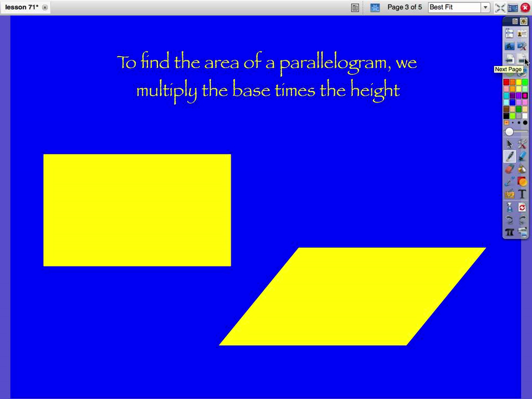Now to find the area of a parallelogram, we multiply the base times the height. So remember, in a rectangle, we're multiplying our base times our height, and same thing for a parallelogram. Multiply our base, which is down here, and then our height. But our height is not this angled line. Our height is from the bottom base to the top base. You'll usually put a little 90-degree sign there, so that's a right angle, just so you know that's going straight up. So when we're looking at parallelograms, we have to go from the bottom base to the top base, not our angled side. Okay?